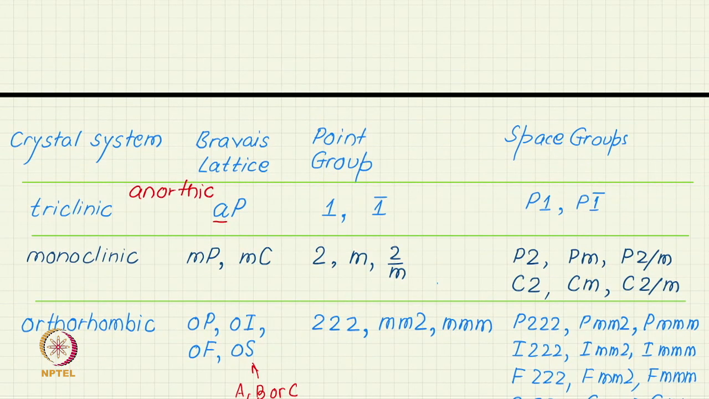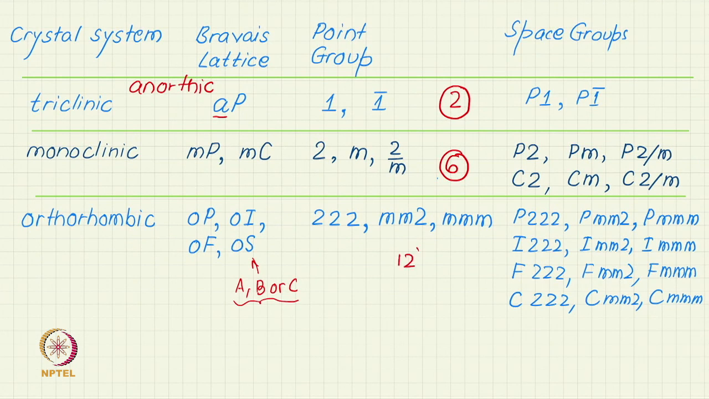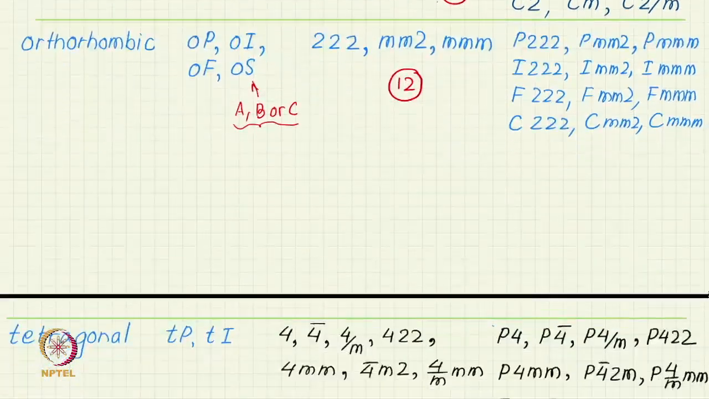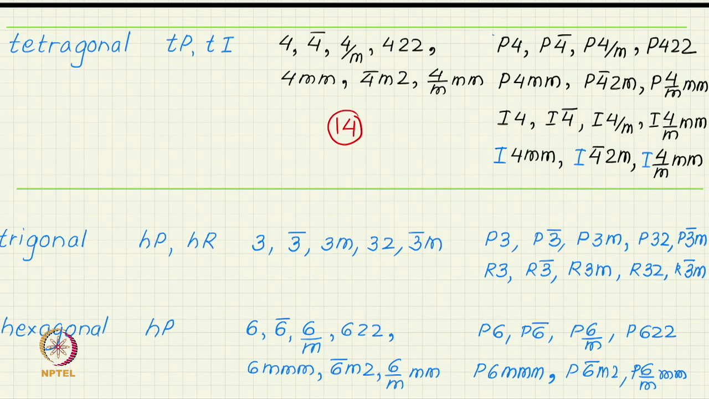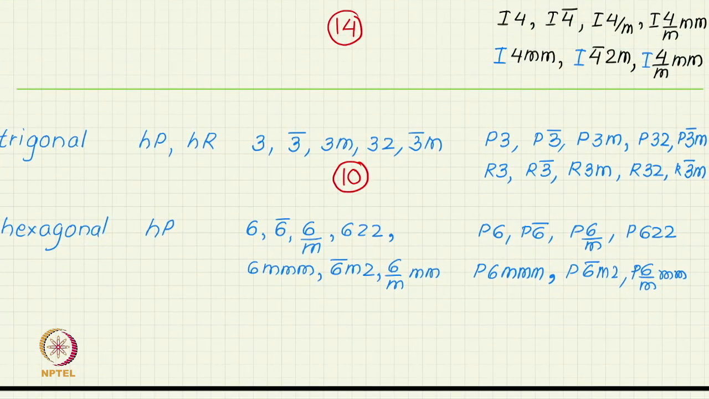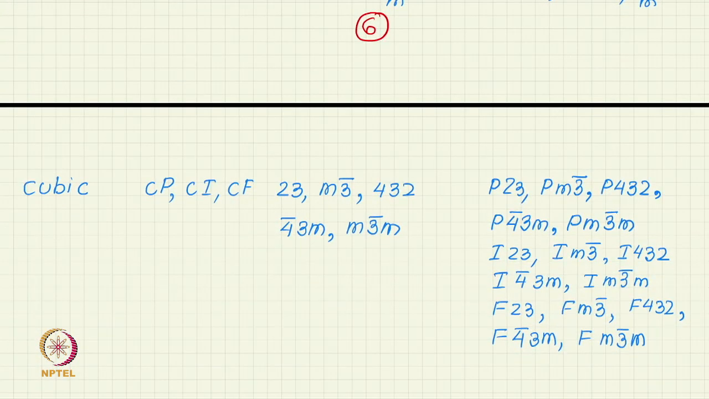So, this is 2 into 1, so we have 2 here, we have 6 in the monoclinic, 4 into 3, 12 in the orthorhombic, 7 into 2, so 14 in tetragonal, 5 into 2, 10 trigonal, and 6 into 1, so 6 hexagonal, and 5 into 3, 15 cubic groups.